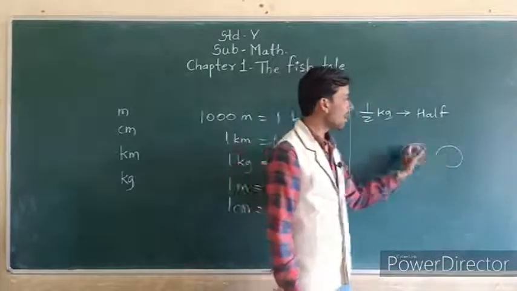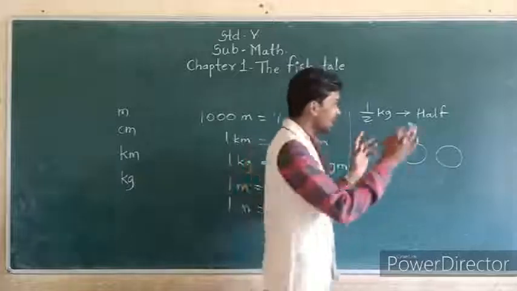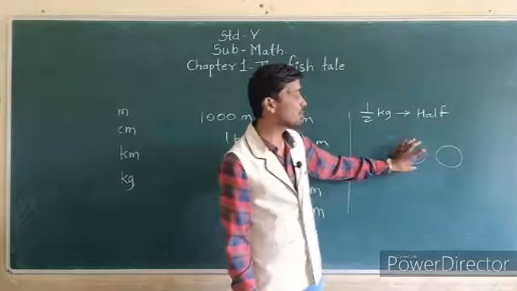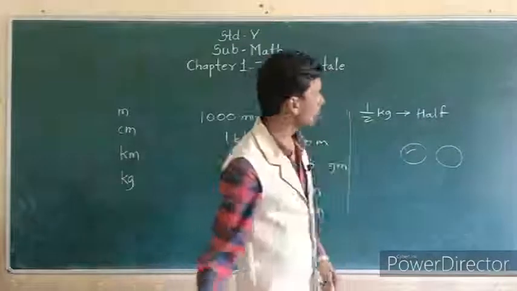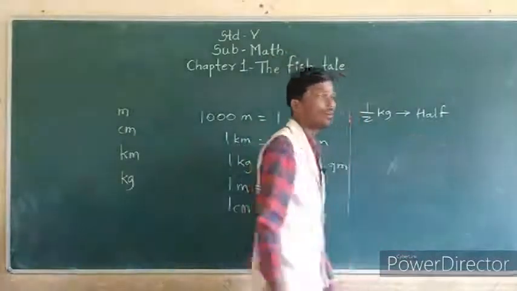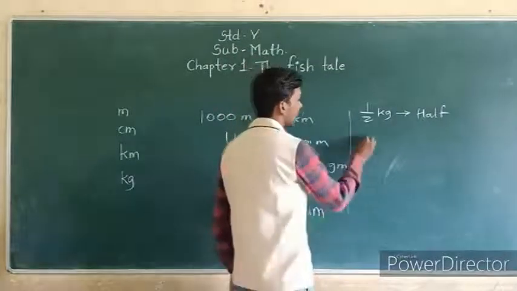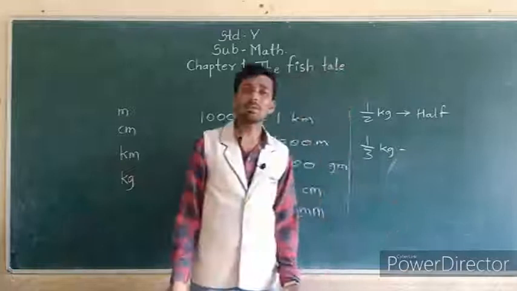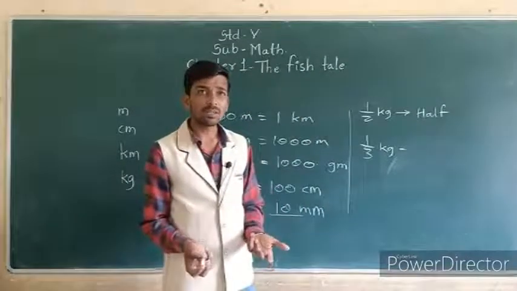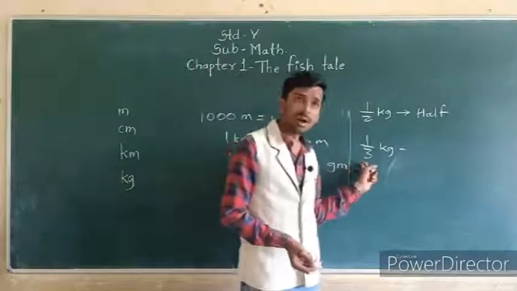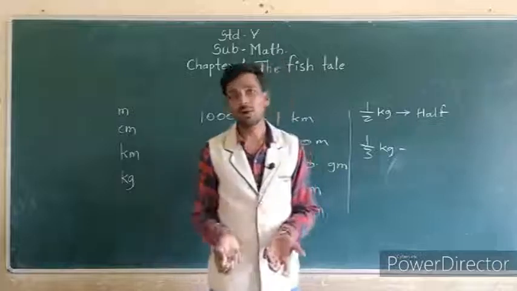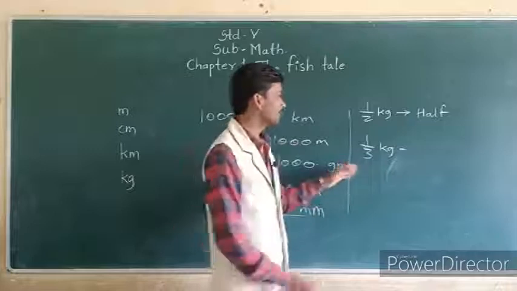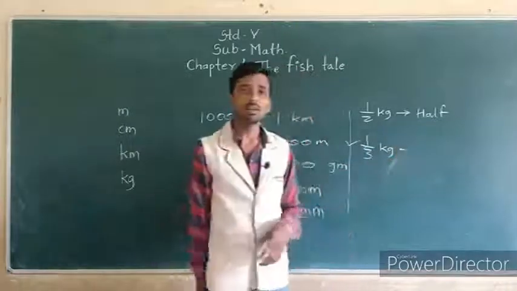This half is 1 kg. And in that 1 kg we can take only 1, means half kg. This is called 1 upon 2. Also, we have to see the next fraction, 1 upon 3. 1 upon 3 kg. 1 upon 3 means what? There are 3 equal parts. In that we can take 1 part. That is called 1 upon 3.